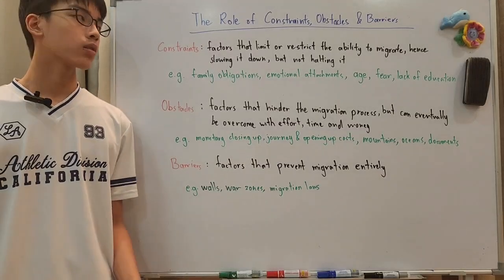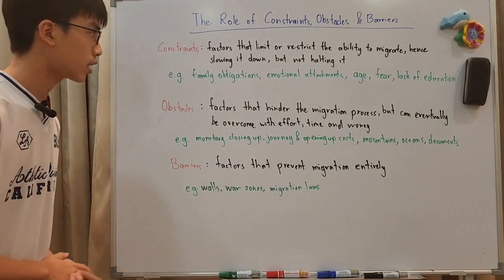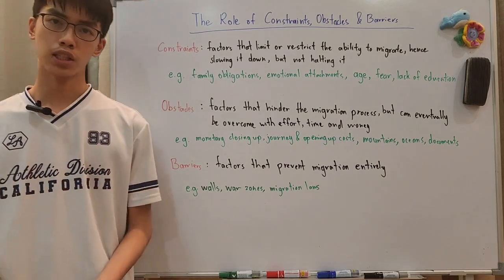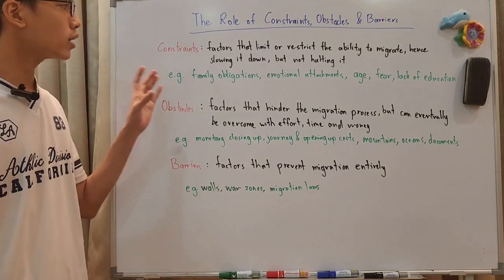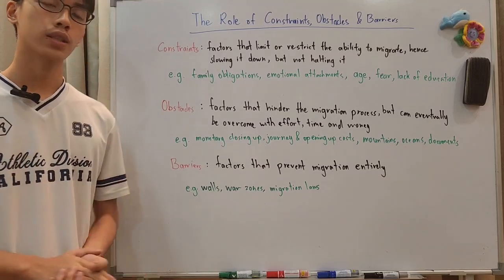Hi everybody, let's talk about the role of constraints, obstacles, and barriers in migration. These three things are different and they all happen at different stages of the migration process. Constraints are factors that limit or restrict the ability to migrate, hence slowing it down but not halting it.